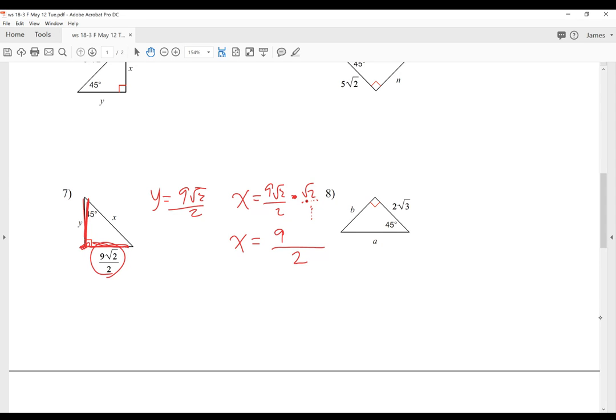So it's 9 times square root of 4. Again, square root of 4 is just whole number 2. So 9 times 2, which is 18, divided by 2, or cancel it out, just 9. Simple answer. Okay.